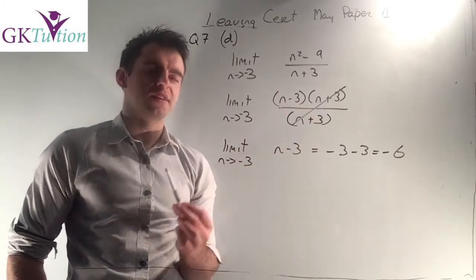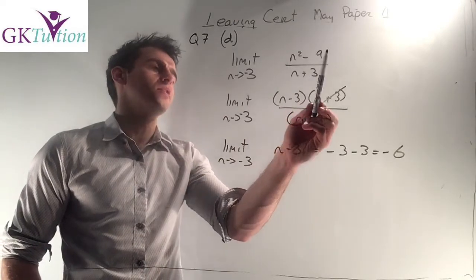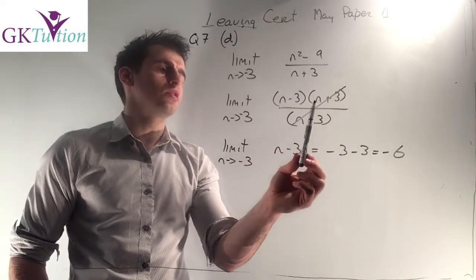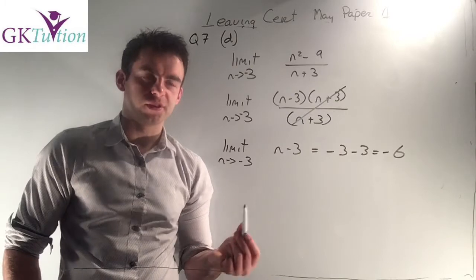You have to factorize the top first. If you factorize n squared minus 9, you get n minus 3 times n plus 3. It's the difference of two squares.